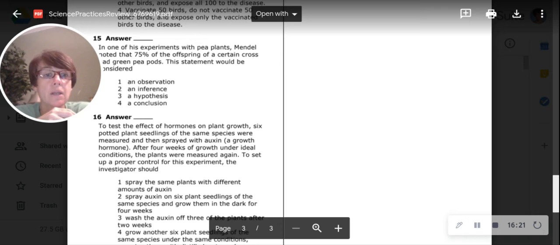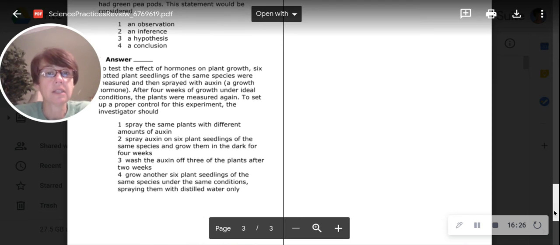All right. Number 16, to test the effect of hormones on plant growth, 6 potted plant seedlings of the same species were measured and then sprayed with auxin, which was a growth hormone. Okay, so what we're changing is the hormone, which is adding auxin to the plants. And then our dependent variable is to measure the size of the plant, so to measure their growth. So after 4 weeks of growth, under ideal conditions, the plants were measured again. To set up a proper control for this experiment, the investigator should.